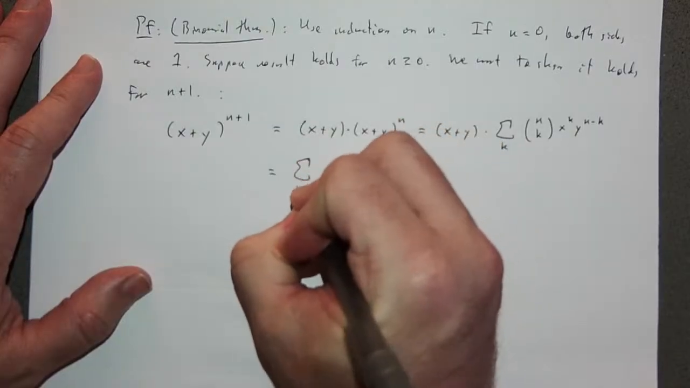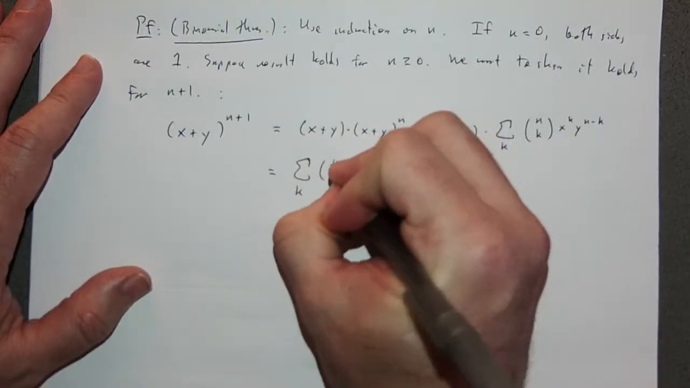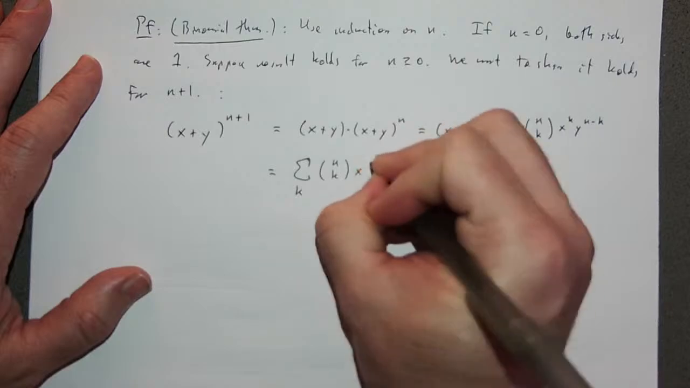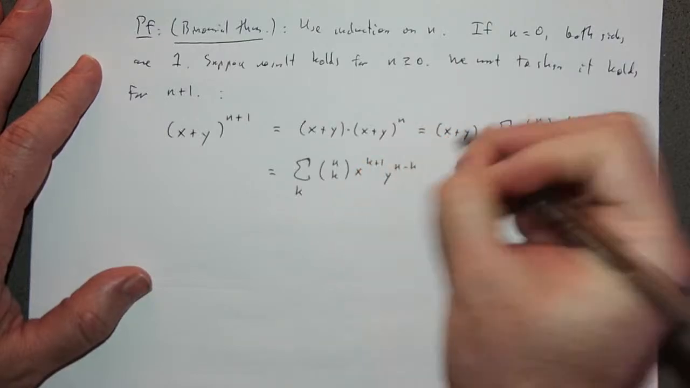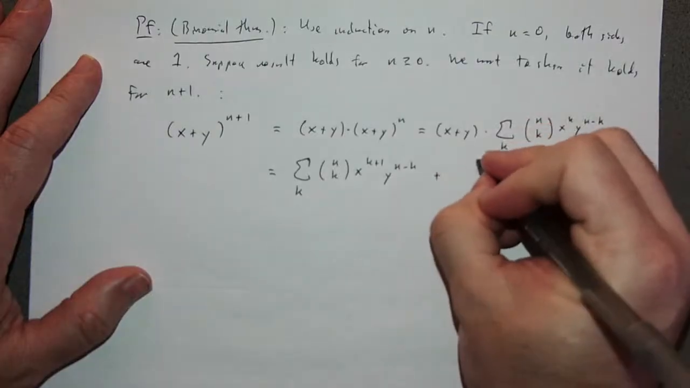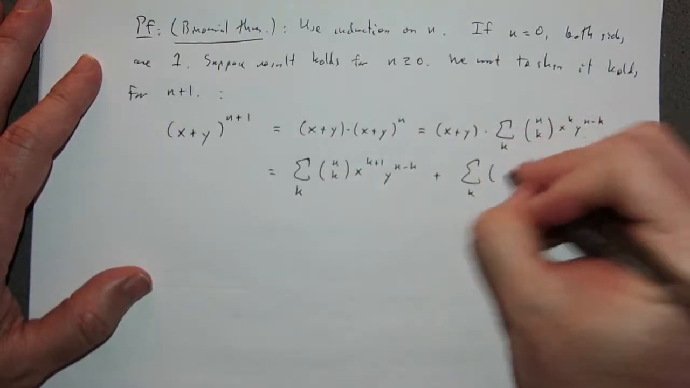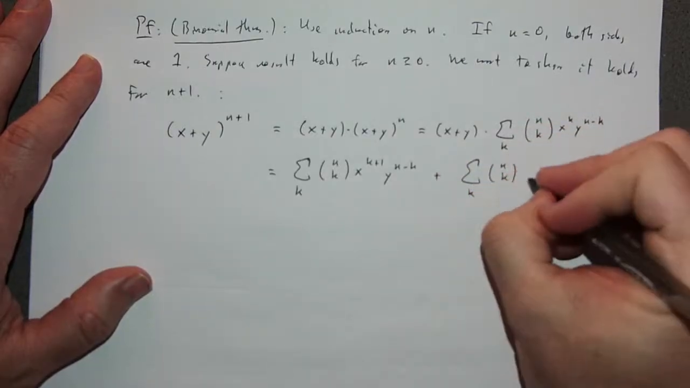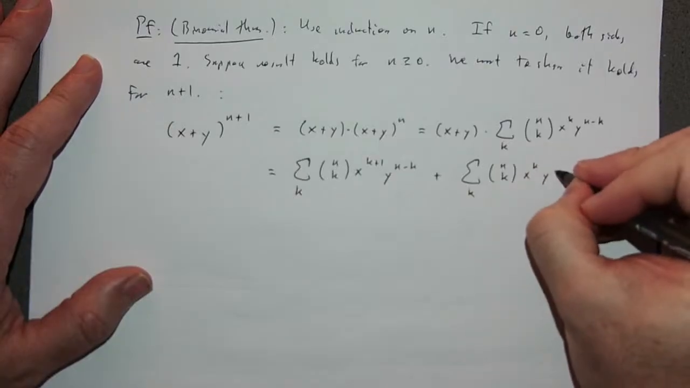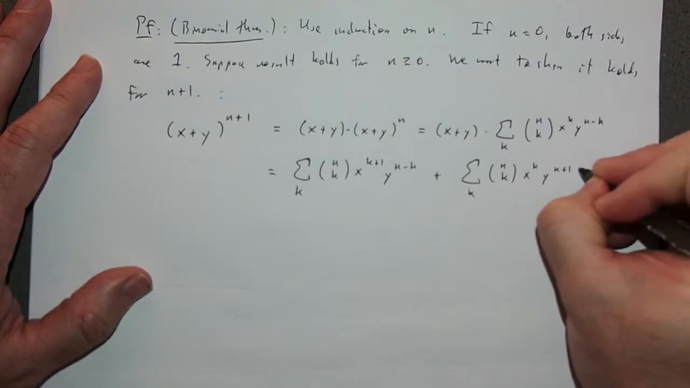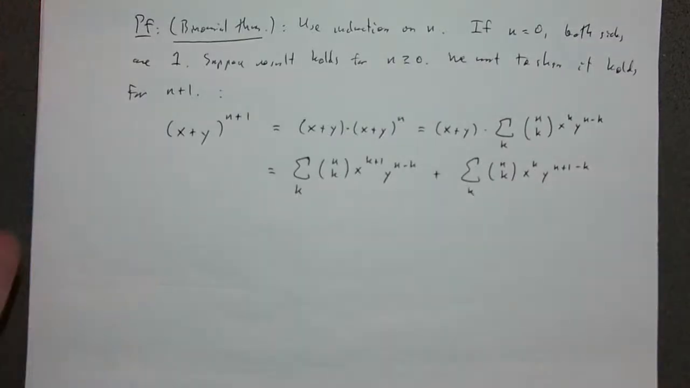The first is the sum over k of n choose k times x to the k plus 1 times y to the n minus k, plus the sum over k of n choose k times x to the k times y to the n plus 1 minus k.